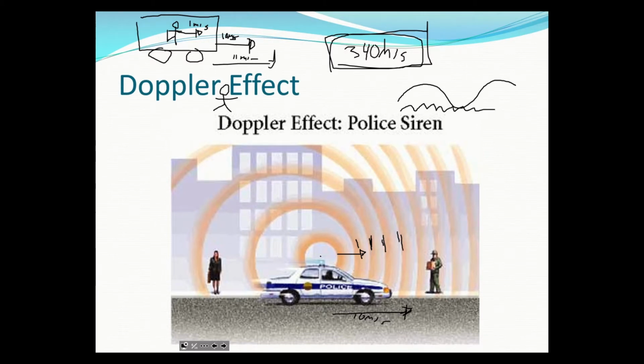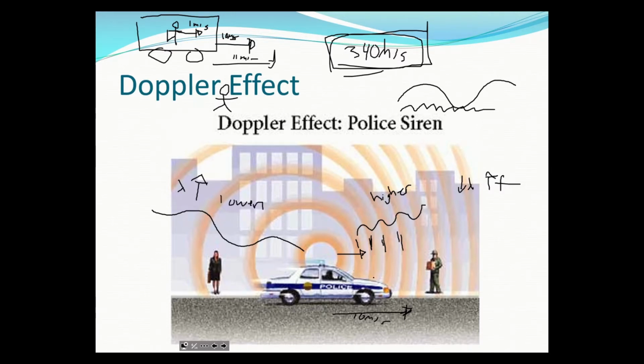And the opposite happens on this side. As those waves are coming off, they get stretched out because the police car is moving away, but they're still trying to go 340 meters per second. So these waves get longer, and these waves get shorter. The shorter wavelengths make a higher frequency, right? When we decrease the wavelength, we increase the frequency, and these bigger wavelengths decrease the frequency, so this is a lower note.